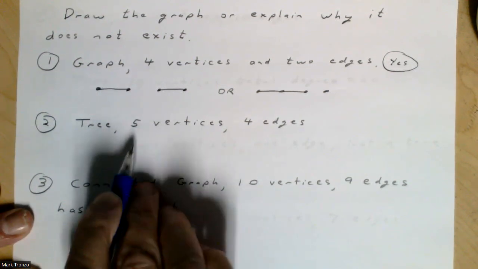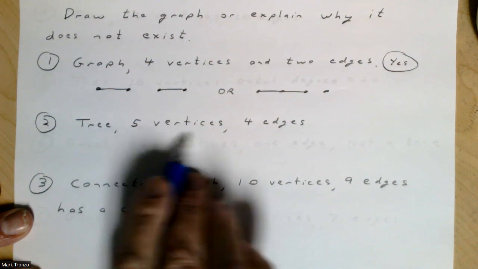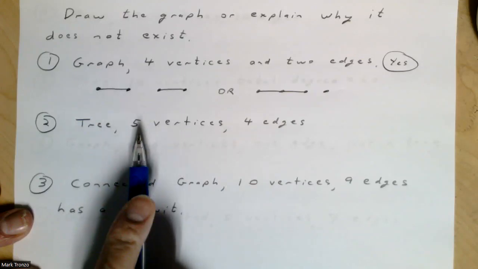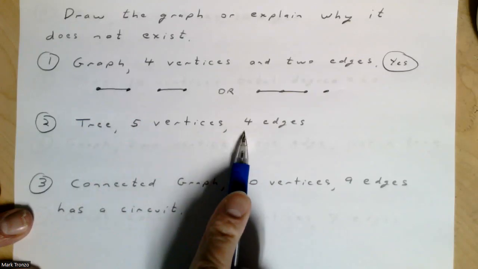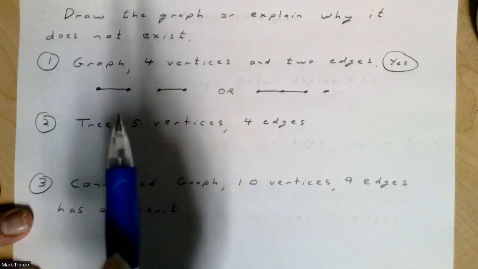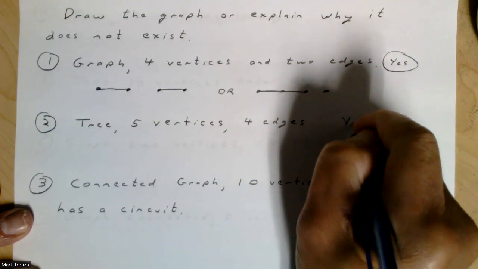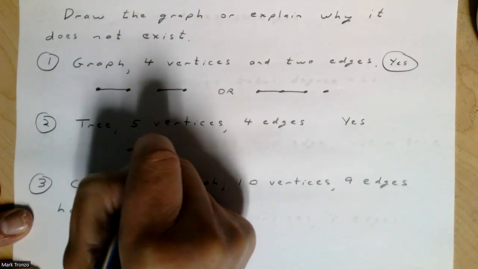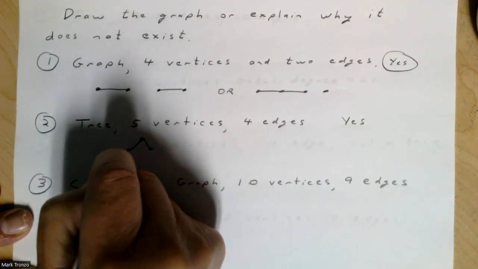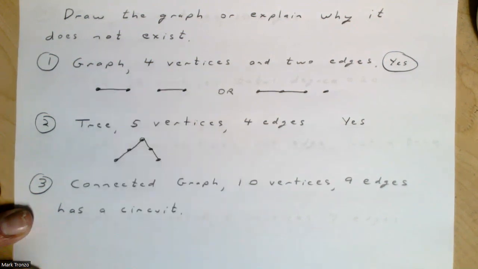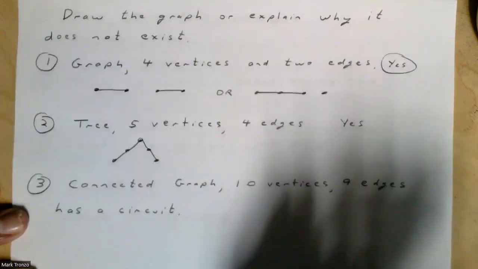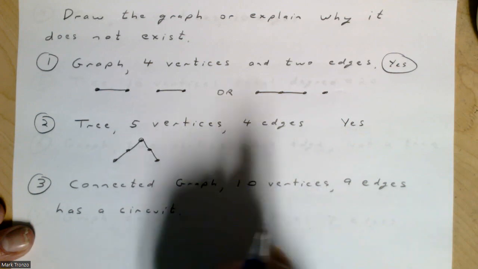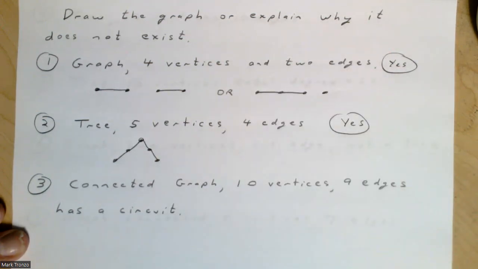How about 5 vertices? It's a tree, 5 vertices and 4 edges. In fact, we have a theorem that says if we have a tree and we have n vertices, it'll have n minus 1 or 1 less edge. So this is for sure. We can do this just based on our theorem. And once again, there are many options. On most of these, there are many, many options that you could pick. You could do this. Or again, there's several others as well. But that's just one possibility. So that one can be done.